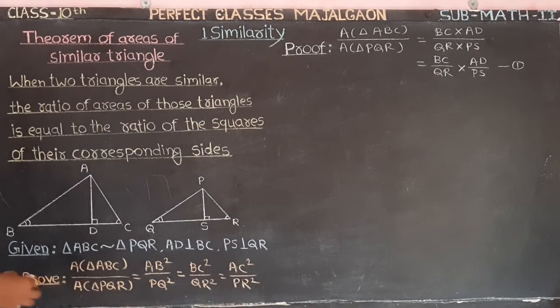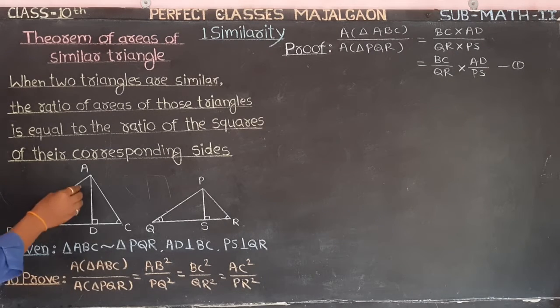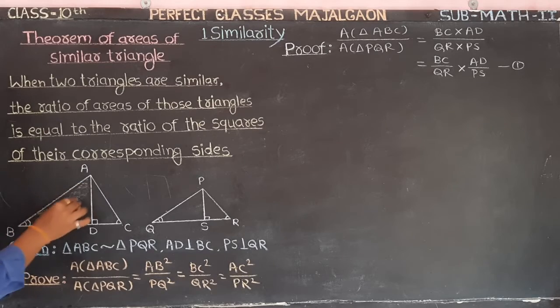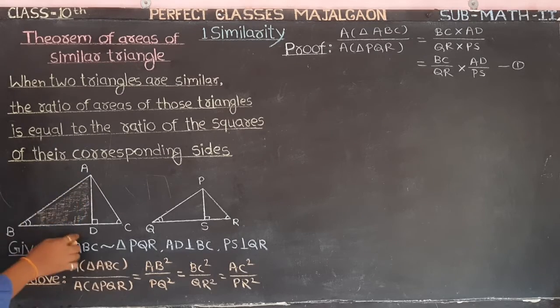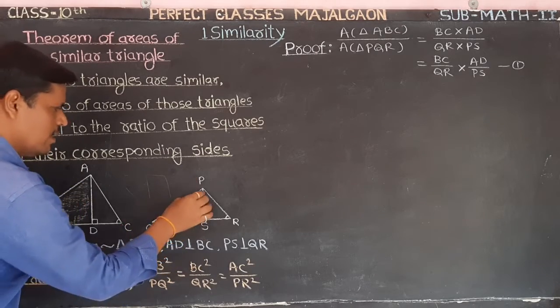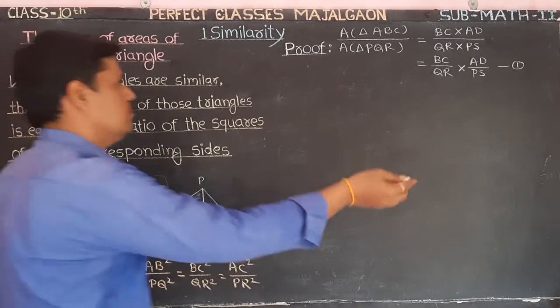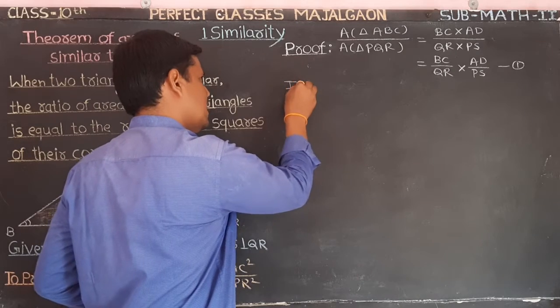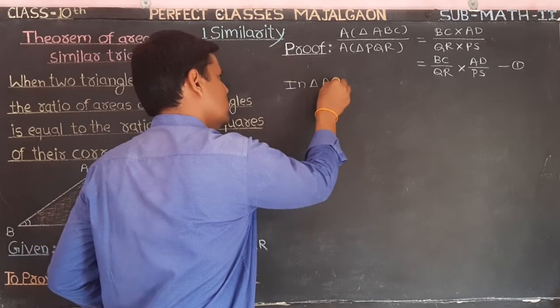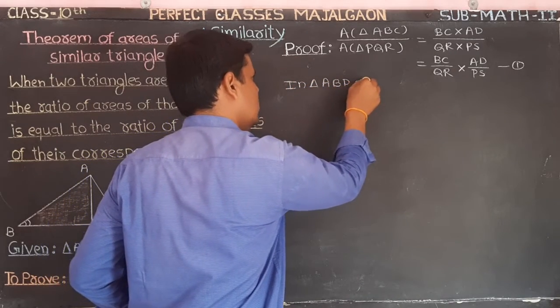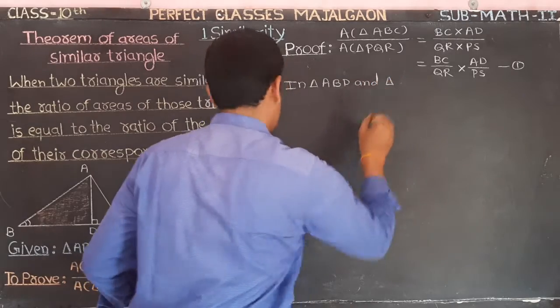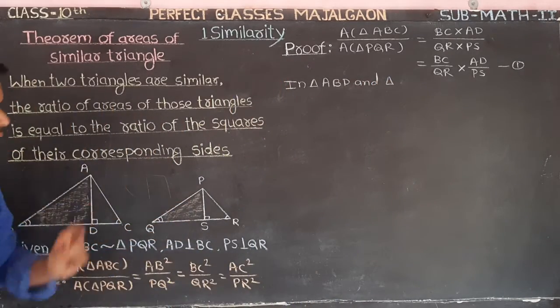Now we take these two triangles here. Which two triangles? I colored these two triangles: triangle ABD and triangle PQS. We will take these two triangles, triangle ABD and triangle PQS.